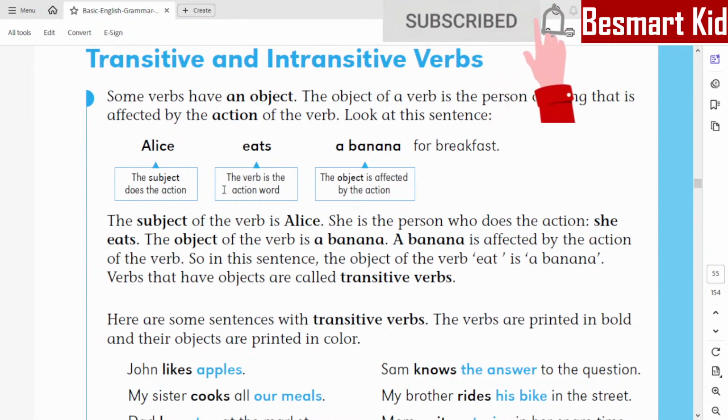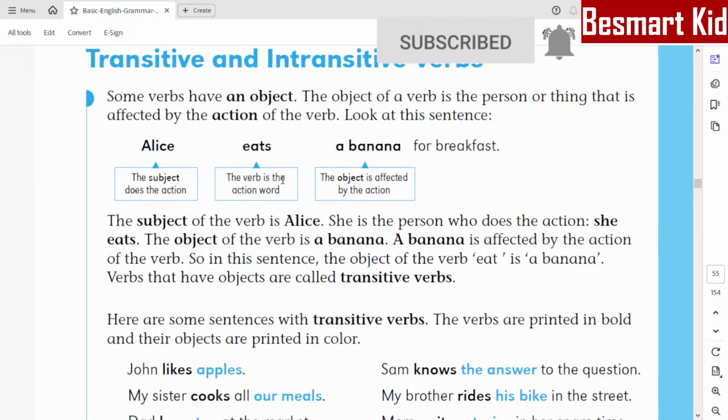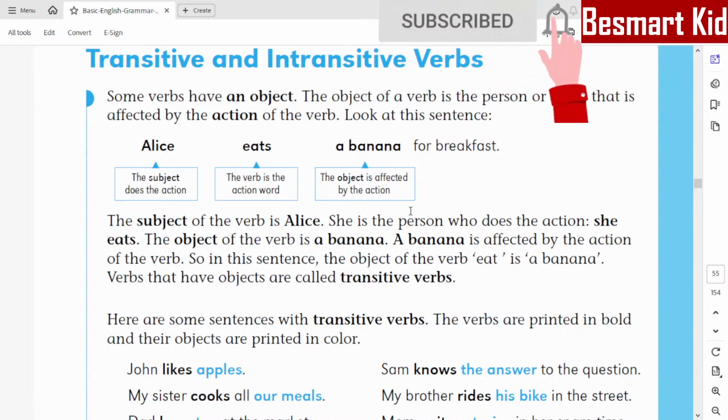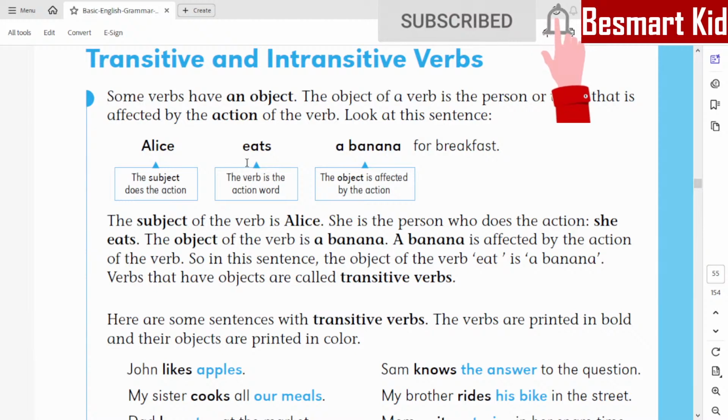Eats. The verb is the action word. And a banana is the object, affected by the action. And here we finish for breakfast. So when you say Alice, you mean the subject does the action, or the one who does that action. And when we say eats, that is the action done by Alice.